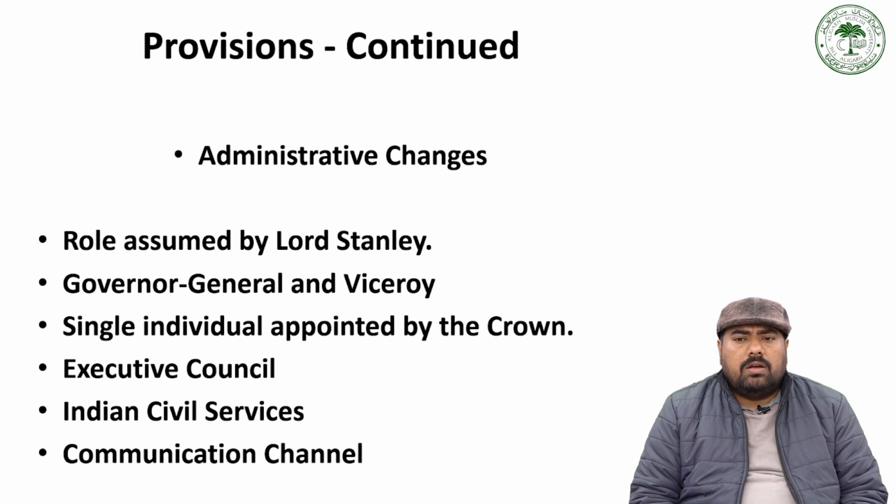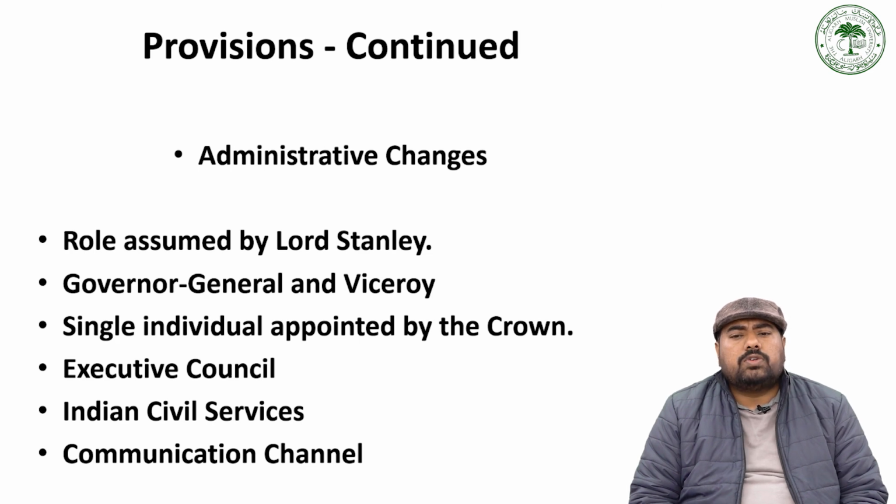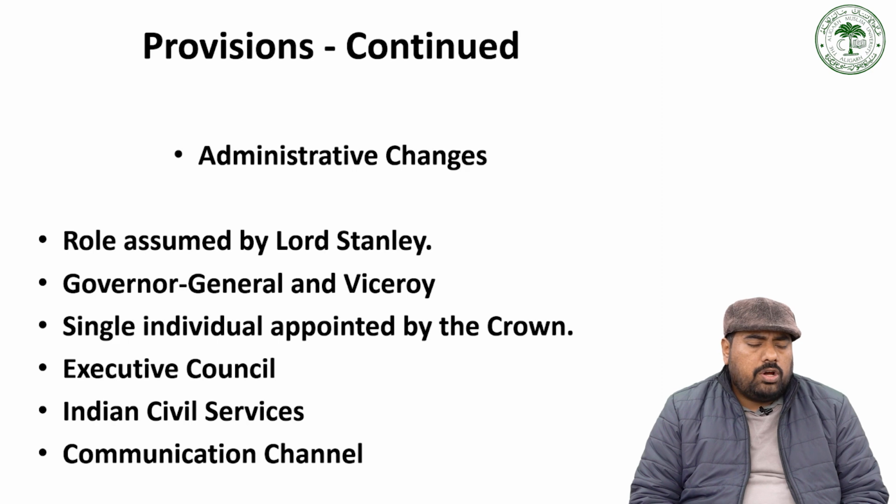The Governor General and Viceroy were now clubbed together as a single individual appointed by the Crown. So Lord Canning became the Viceroy of India. In terms of the executive council, the executive council was assisting the Viceroy in the governance of India.